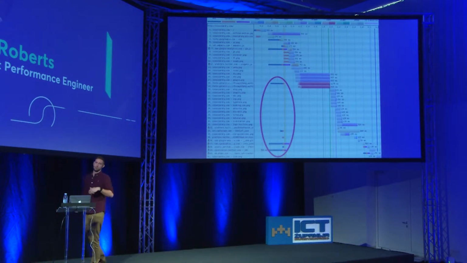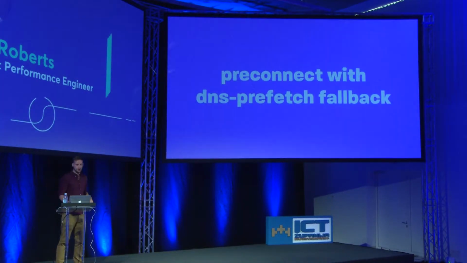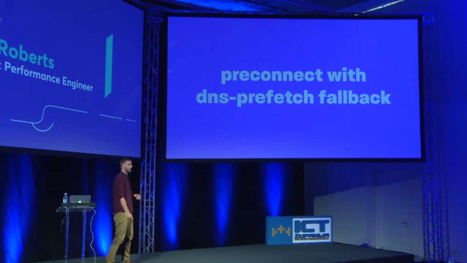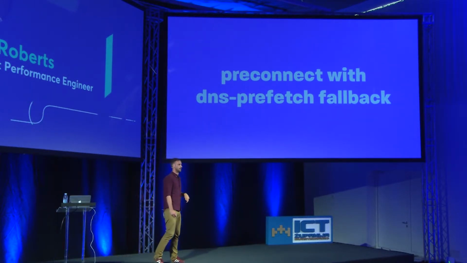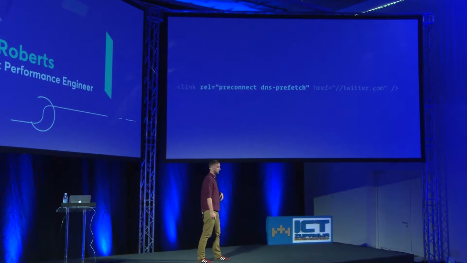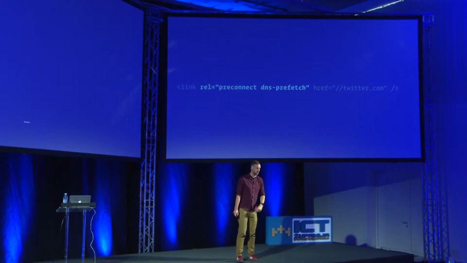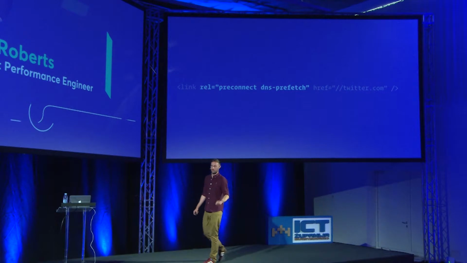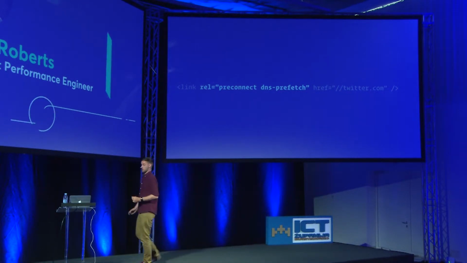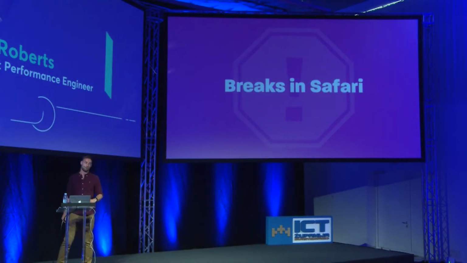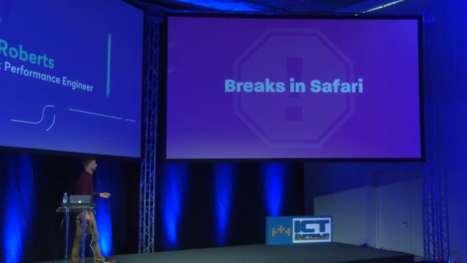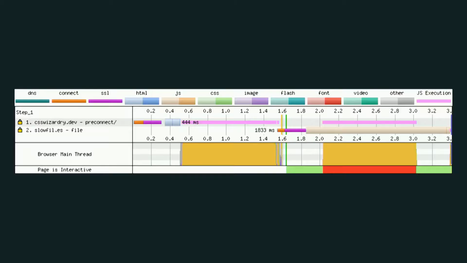If you want to support as many browsers as possible, you could use preconnect with a DNS prefetch fallback, so use both of them. The nicer syntax to use would be this. This is completely valid HTML. The rel attribute is allowed to have more than one value, but unfortunately, this just plain will not work in Safari. I made a little test case. By using the concatenated two values in one rel, this just stopped working. You can see on line 2 here, the DNS, TCP, TLS is now attached back to the file.